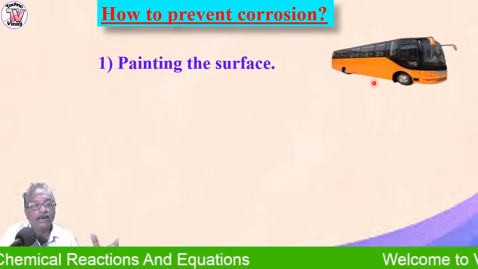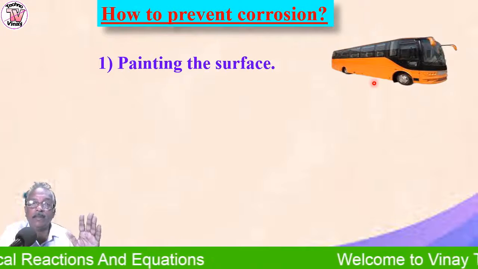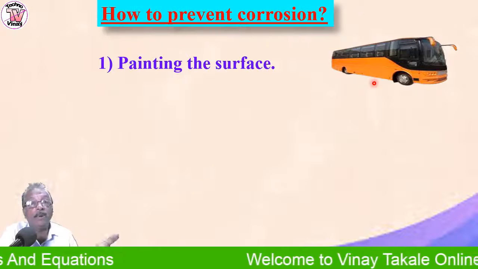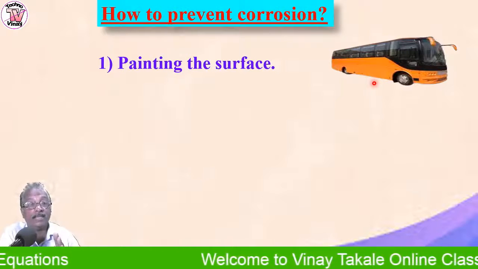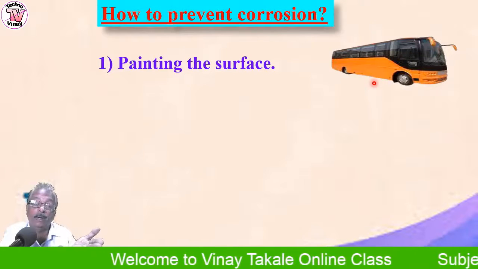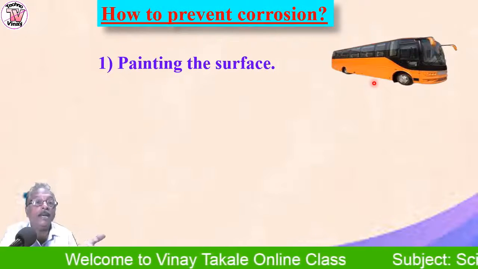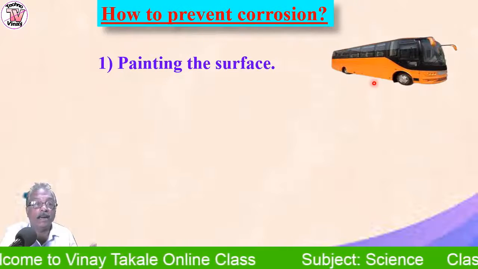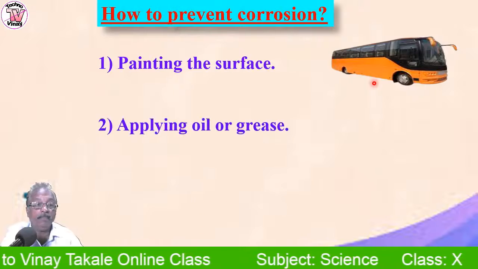So when you apply the paint, a thin film is formed over the metallic surface. That thin layer of paint prevents contact with air or oxygen and water. Even if water falls, it slides down. There is no contact with the metal, and hence the metal is prevented from corrosion.